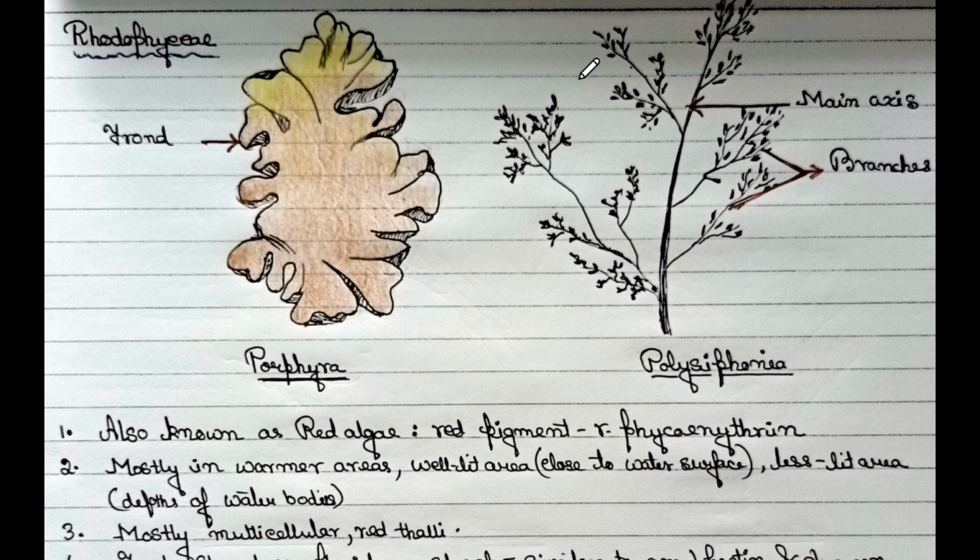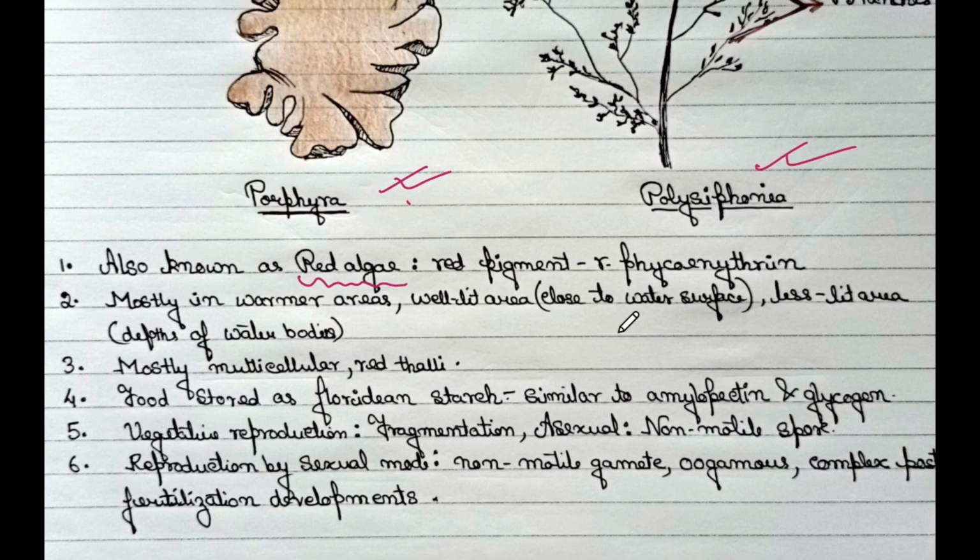Now let us come to the last division of algae, that is Rhodophyceae or red algae. Two typical examples are Porphyra and Polysiphonia. Now they are mostly present in warmer areas like the tropical areas. But they can be present in well-lit areas, that is close to the water surface, or in less lit areas, that is the depths of the water bodies.